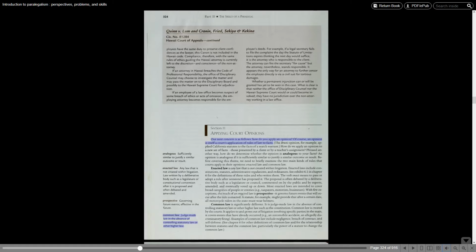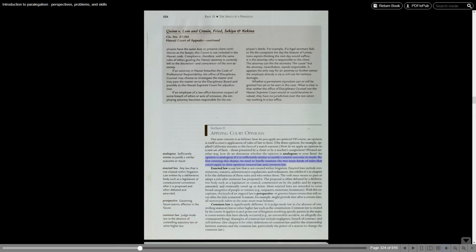Our next concern is as follows. How do you apply an opinion? Of course, an opinion is itself a court's application of rules of law to facts. The Brum opinion, for example, applied California statutes to the facts of a search warrant. How do we apply an opinion to a new set of facts, those presented by a client or by a teacher's assignment? Phrased another way, how do we determine whether the opinion is analogous to your facts? An opinion is analogous if it is sufficiently similar to justify a similar outcome or result.